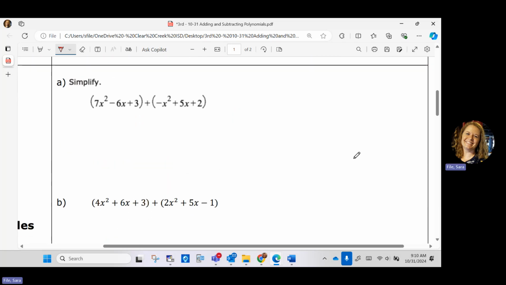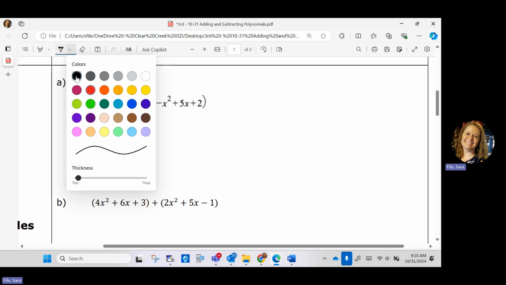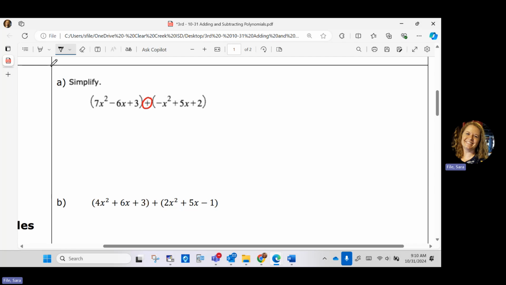Okay, so this first one, example A here, we have addition. Okay, so addition, we don't need to rewrite anything. Okay, we can essentially just drop the parentheses. So some of you would maybe prefer to write these stacked, and that's fine, you can do that, but you don't have to. There's different strategies. You can use highlighters and highlight like terms. So here's a 7x squared. Here's a negative x squared. Those are like terms because they have the same variable to the same power.